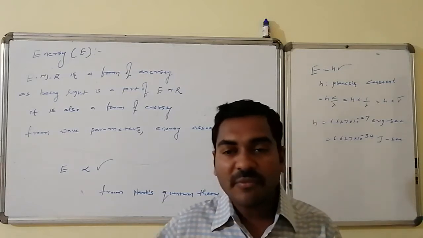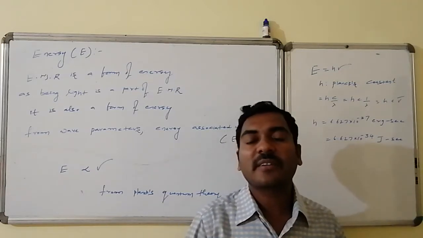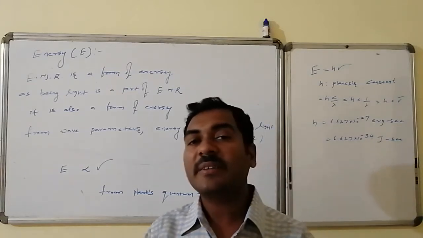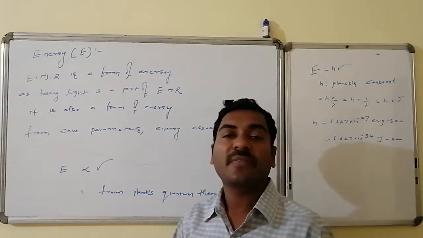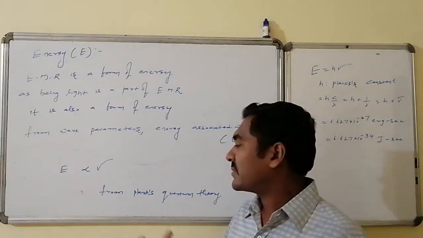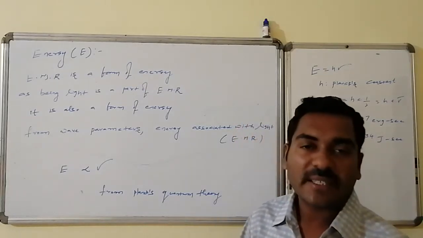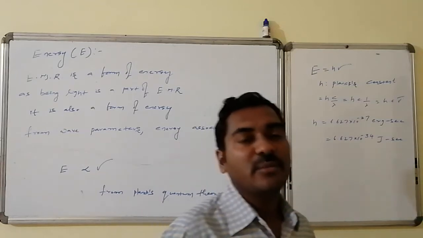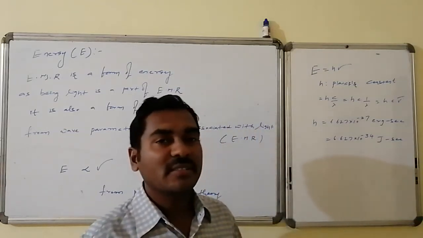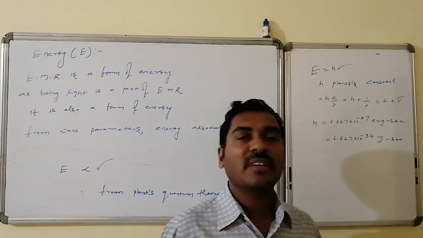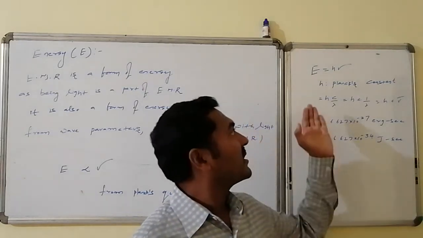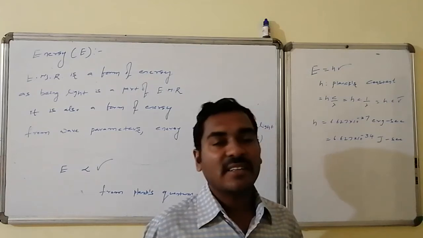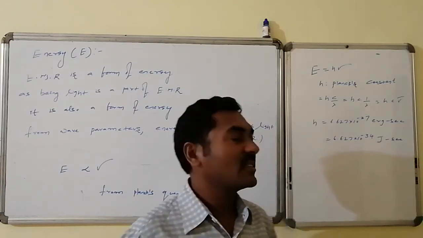So therefore from the wave features, the corresponding energy associated with the electromagnetic radiation can be given by E is proportional with frequency nu, whereas from Max Planck's quantum theory, this particular relation is standardized by replacing proportionality with the proportionality constant, that is E is equal to h nu, that h is said to be Max Planck's constant, generally known as Planck's constant.